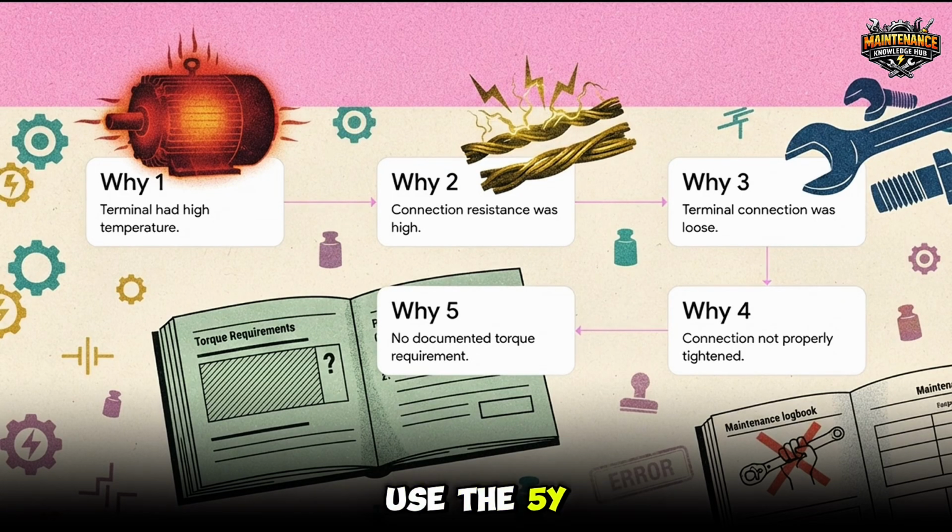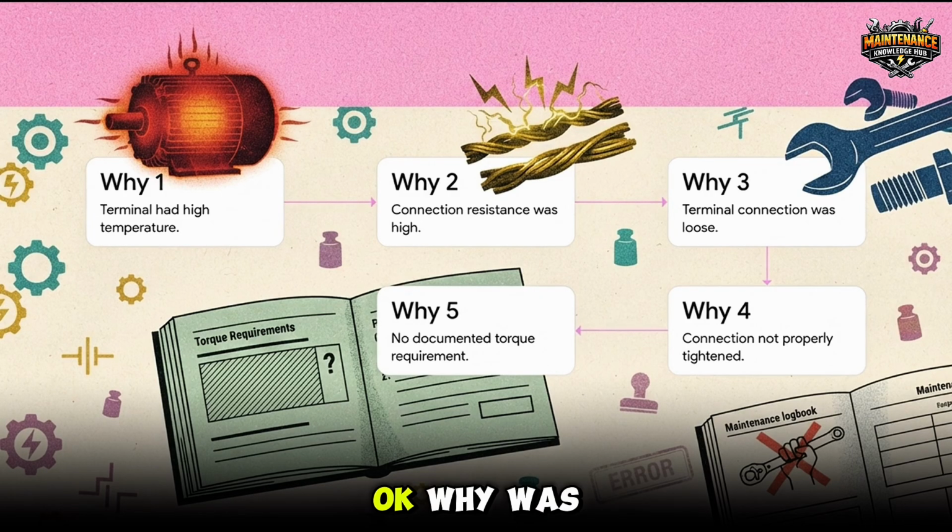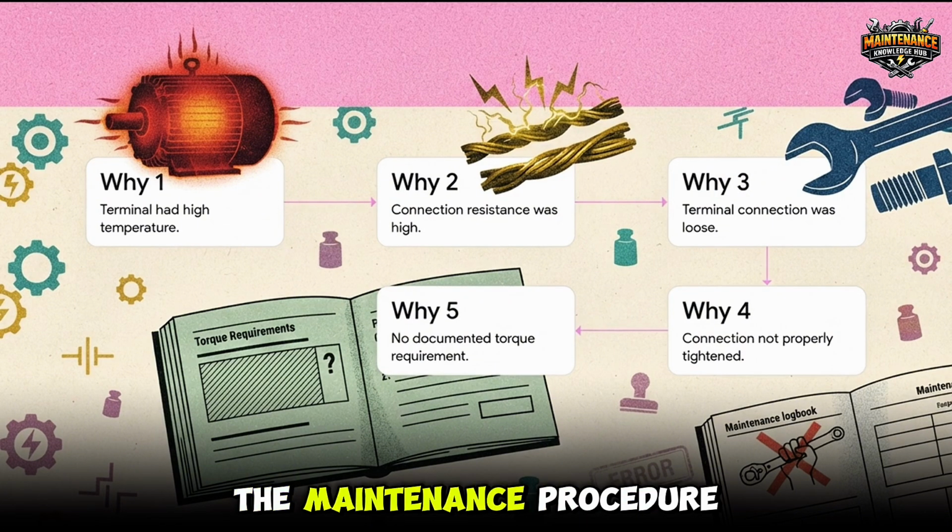We're going to use the 5 why analysis to drill down from a simple physical symptom all the way to a systemic failure. So, the terminal overheated. Why? Well, because the connection resistance was high. Why? Because the terminal connection was loose. Okay, why was it loose? Because it was not properly tightened during previous maintenance. And why exactly wasn't it tightened? Because there was no documented torque requirement in the maintenance procedure.